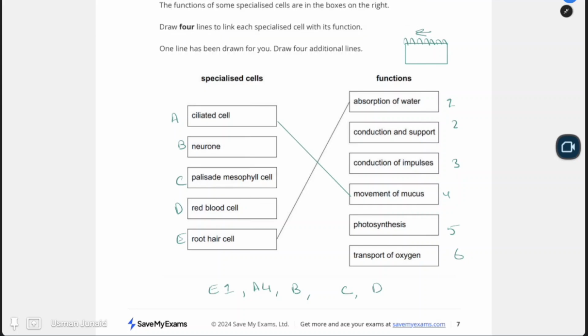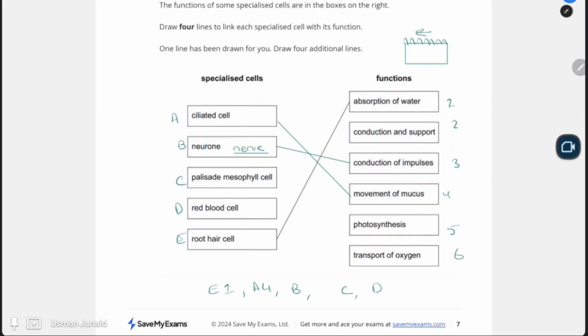Sixth one, transport of oxygen. Neuron. I'd like to give you another chance. It's not this one. Neuron. What does it sound like? Nerve. What do nerves do? Third one, right? They conduct impulses.